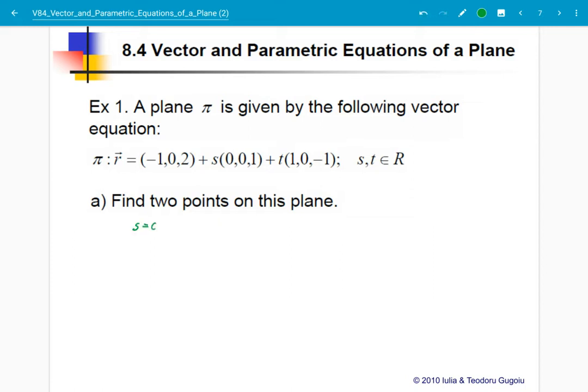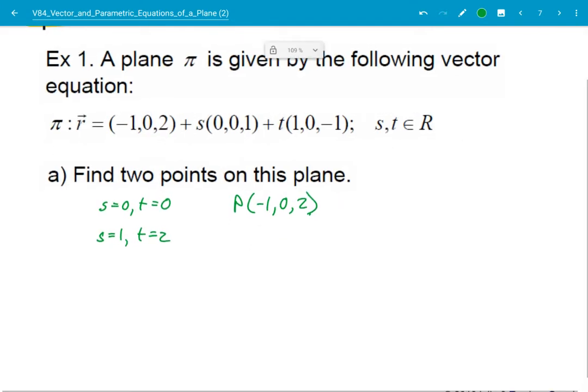S equals 0 and T is equal to 0. So obviously -1, 0, 2 is on the plane. Okay, R naught goes to P naught. P naught is on the plane. Another one, let S equal 1 and T equal 2. Why that? Why not, I guess.